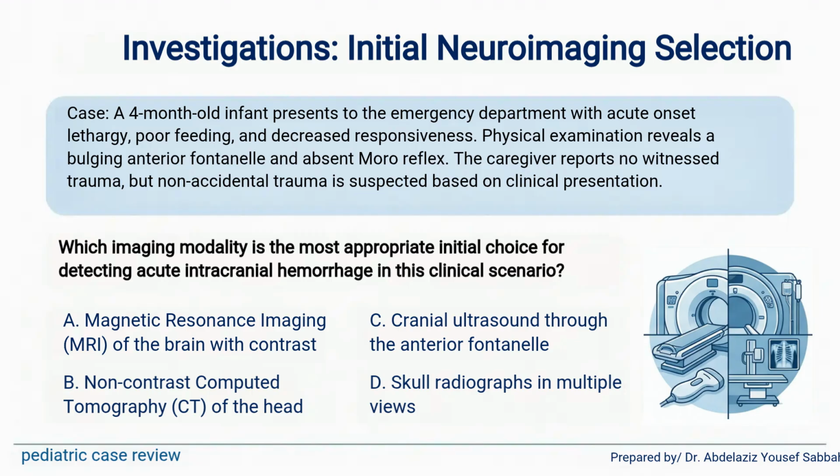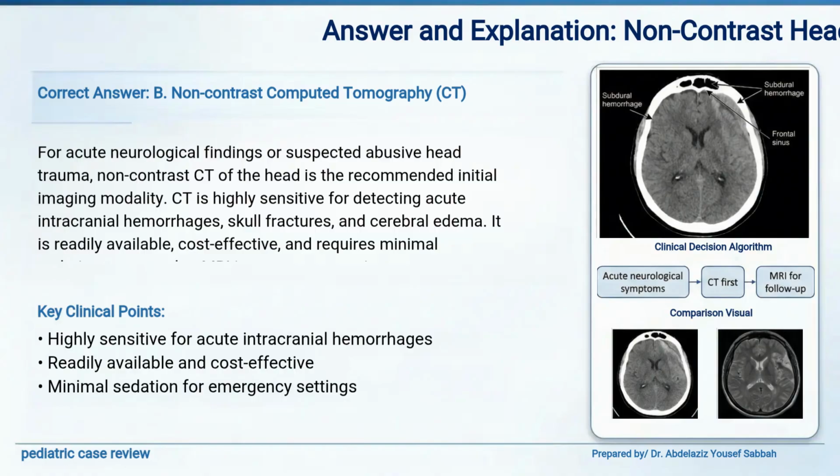Which imaging modality is the most appropriate initial choice for detecting acute intracranial hemorrhage in this clinical scenario? Option A, magnetic resonance imaging of the brain with contrast. Option B, non-contrast computed tomography of the head. Option C, cranial ultrasound through the anterior fontanelle. Option D, skull radiographs in multiple views. The correct answer is option B, non-contrast computed tomography of the head.